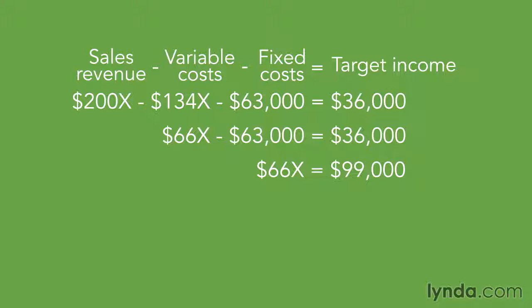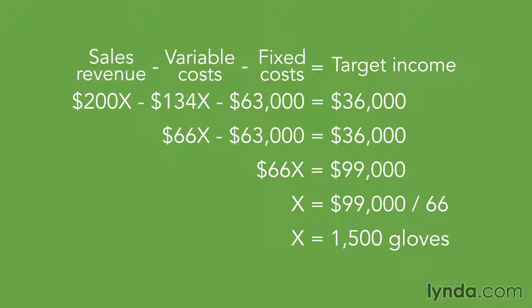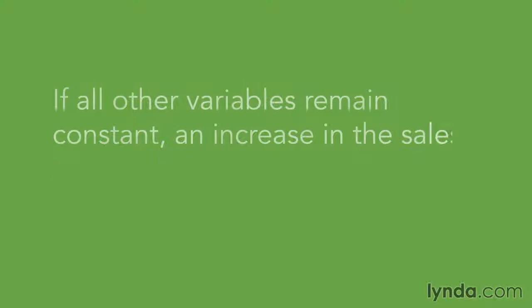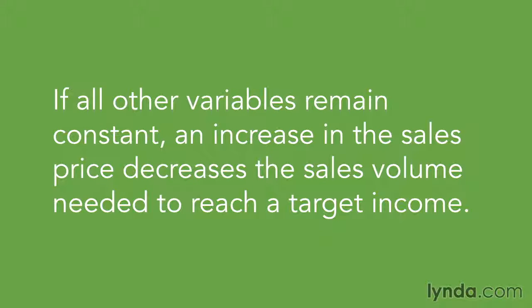With a unit contribution of $90, the company would make $36,000 target net income by selling 1,100 baseball units. With a unit contribution margin of only $66, an additional 400 gloves must be sold to earn a target income of at least $36,000. If all other variables remain constant, an increase in the sales price decreases the sales volume needed to reach a target income. This is because an increase in sales price increases the contribution margin per baseball glove, thereby decreasing the number of gloves that must be sold to earn the same amount of target income.